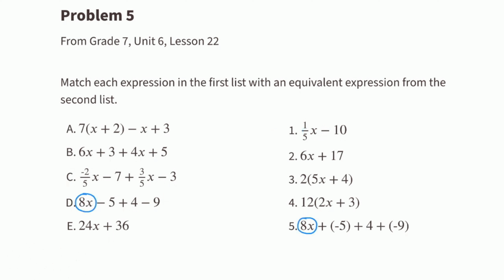Take a look at expressions D and 5. They both have an 8x, so far they're a match. And they both have a minus 5, a plus 4, and a minus 9. So expressions D and 5 are a match. Now look at expressions E and 4. E has a 24x, and 4 has a 12 times 2x, which is equivalent to 24x. And expression E has a positive 36, and expression 4 has a 12 times a positive 3, which is also equivalent to positive 36. So expressions E and 4 are a match.